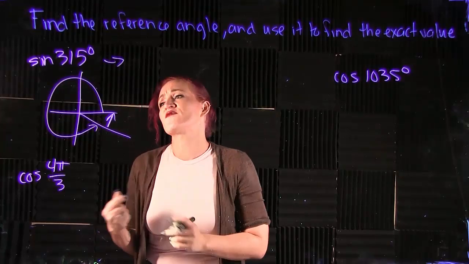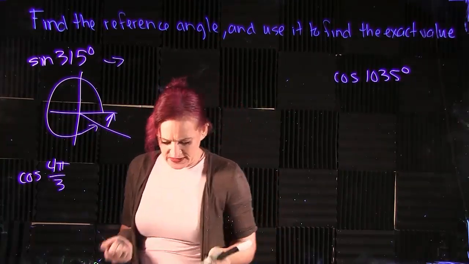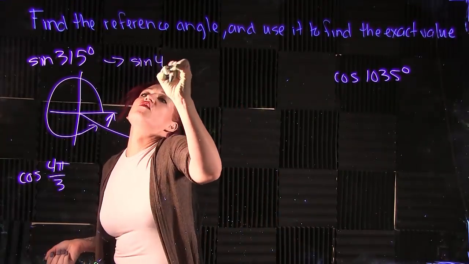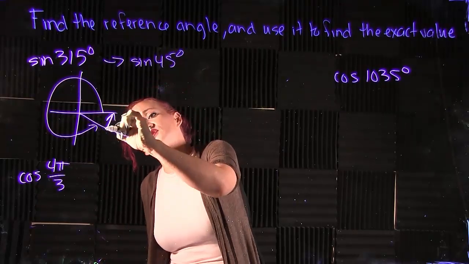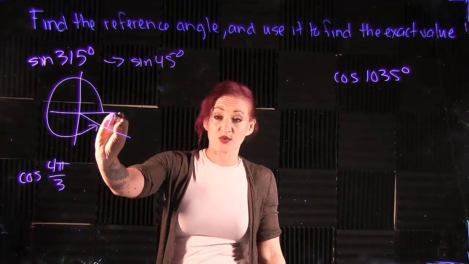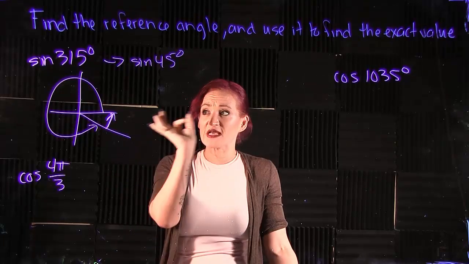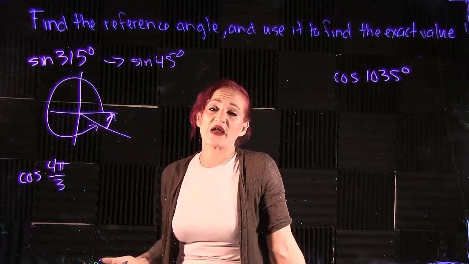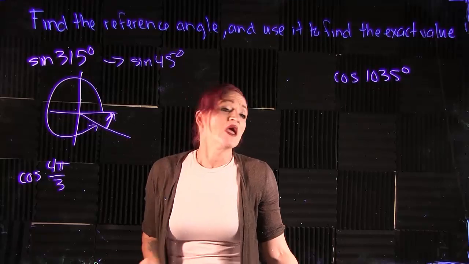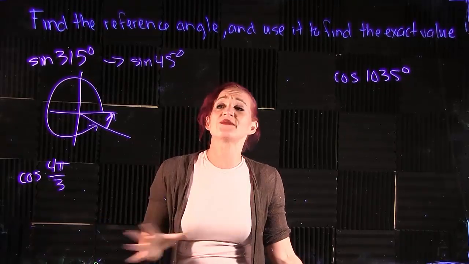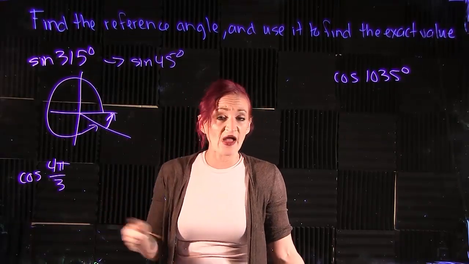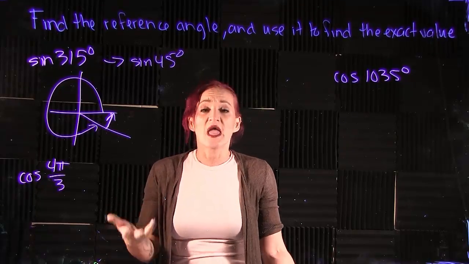Our reference angle for sine 315 is sine 45. So 45 degrees is what this little mini section right here would be. So we want to find the exact value for sine 45. There's a couple of ways you can do it. If you have a scientific calculator, you can simply type in sine of 45 and get the answer that way.